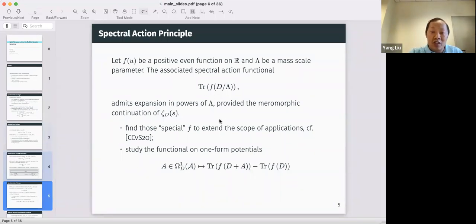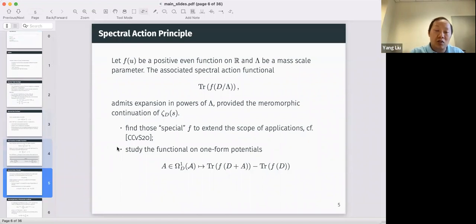Another type of question is that you fix f, you fix D in this template, and then you give a perturbation of D, say via a potential one-form. Then you have a functional in this one-form, and you want to study this functional, maybe still using this expansion. So there are two typical types of questions we can ask from this spectral action principle.